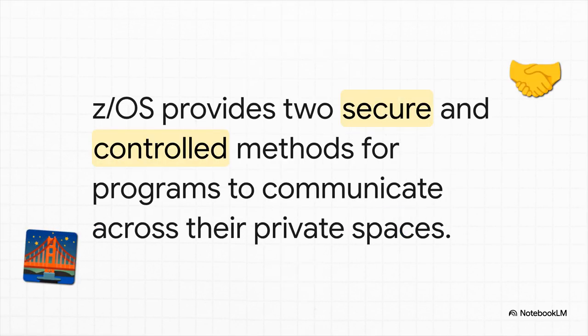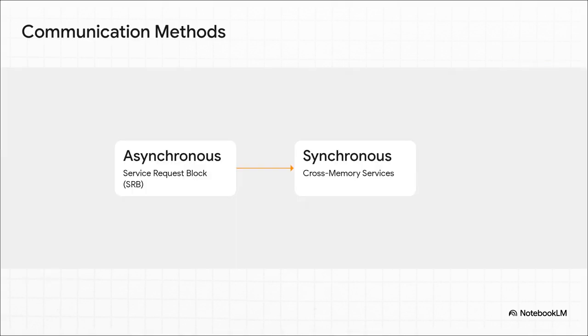Well, the answer is that z/OS doesn't leave something this important to chance. It provides very specific, very secure, and very controlled ways for what's called inter-address space communication. It's like having a secure, guarded checkpoint between those private workrooms. You don't just wander in. And this communication really happens in two main ways. The first is an asynchronous method, which uses something called a service request block, or SRB. The second method is synchronous, and it uses what's called cross-memory services.